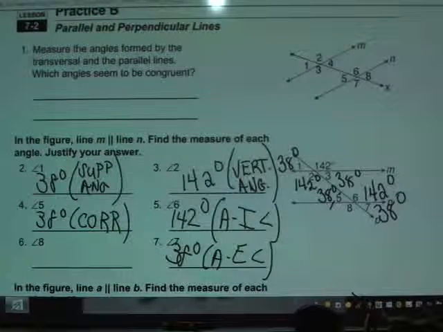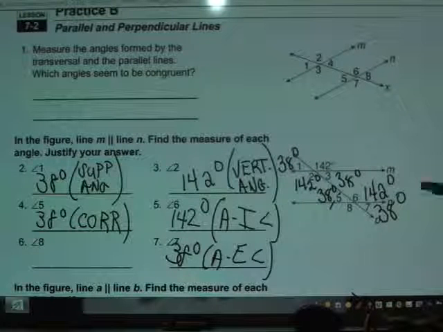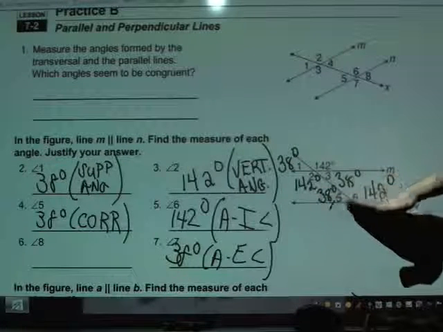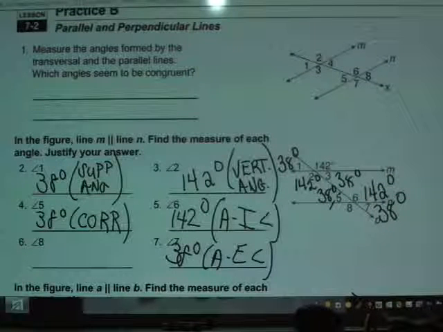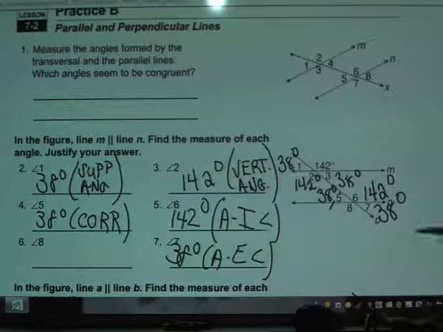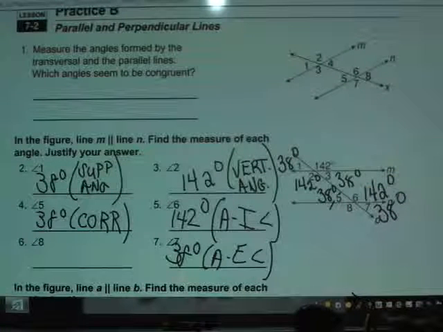Now another way we know that works is by comparing it to angle 5. Because notice that these 2 are across from each other in that X shape. Well, remember, that's called vertical angles that we saw yesterday. And vertical angles have to be the same. Well, 38 degrees, 38 degrees. They are the same.